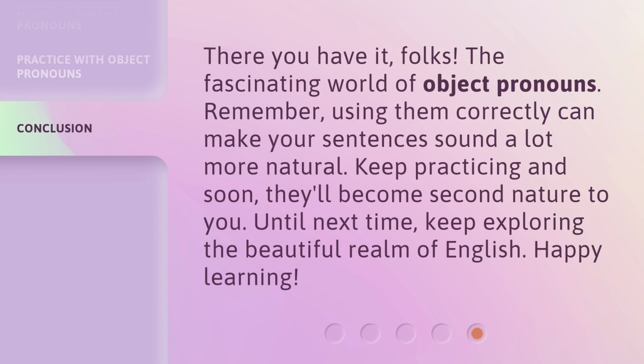There you have it, folks. The fascinating world of object pronouns. Remember, using them correctly can make your sentences sound a lot more natural. Keep practicing and soon, they'll become second nature to you.